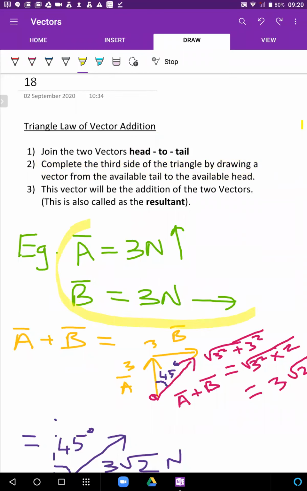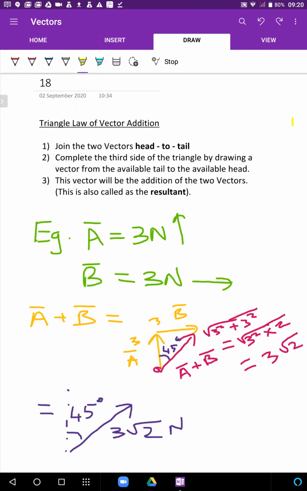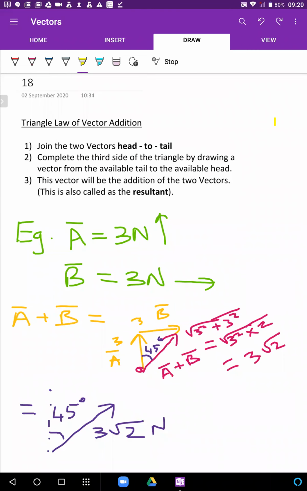So let's say in this example I want to add these two vectors, 3 Newton upward, 3 Newton towards the right. तो हम पहले क्या करेंगे, we will join them head to tail. So you can either move this guy and put the tail of B bar at the head of A bar, or you can do it the other way around. You can put the head of A bar at the tail of B bar. Okay, whichever way you do it, you're going to get a diagram like this. Okay, so मैंने in fact यहाँ पे क्या किया, I've taken the head of A bar and I've put it at the tail of B bar.